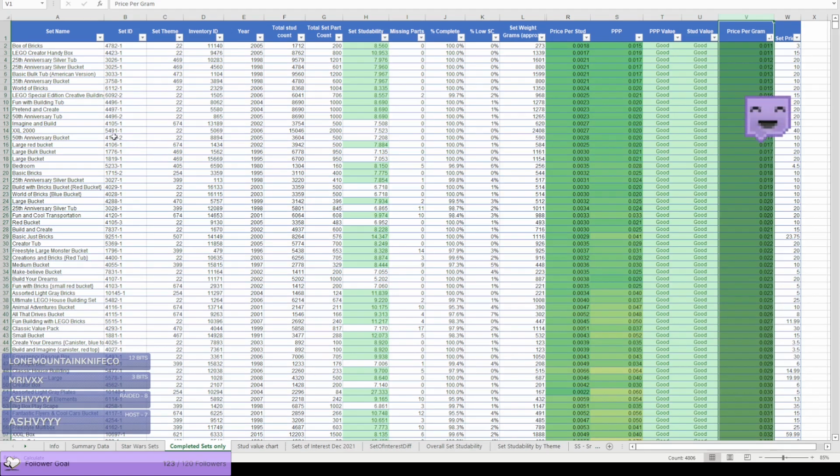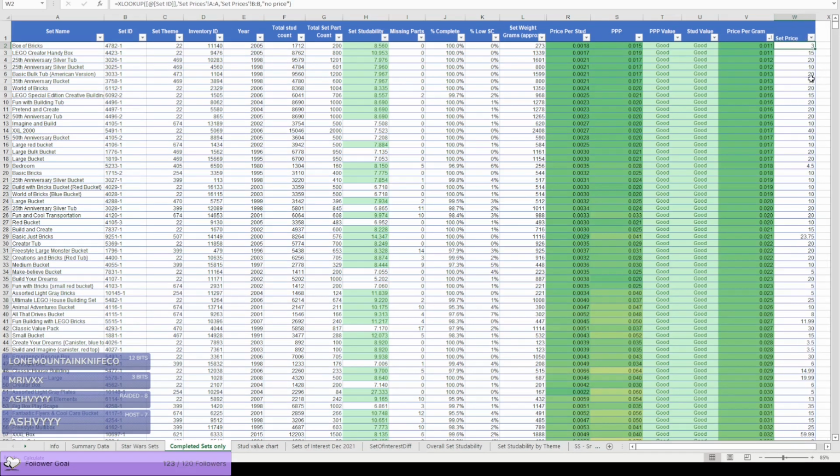But this spreadsheet, just to summarize, lists every set, the set studability in this column here that's highlighted, the price per stud, the price per part, and the price per gram. And then just a thumbs up, thumbs down on the value of price per part and the stud value. That's something you could then sort by and say, hey, show me the best price per gram for a set. And it turns out that it's called Box of Bricks. It was the set released in 2005. Again, this is based off set prices that are static from when they were released.